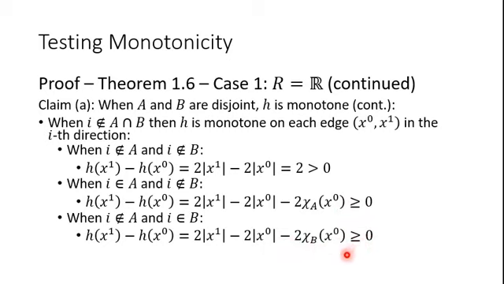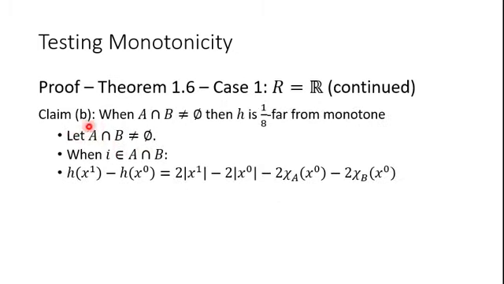So basically we've concluded that when A and B are disjoint, then H is monotone on each edge from x0 to x1, because we looked at what happens when I is not in the intersection. We looked at what happens in the difference between the hx1 and hx0 and showed that it is always larger or equal to 0. So now we're in claim B, where we want to show that when the intersection between A and B is non-empty, then H is 1/8 far from monotone.